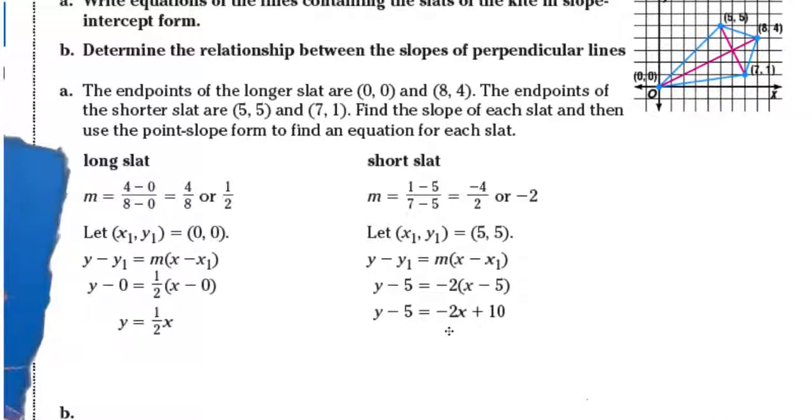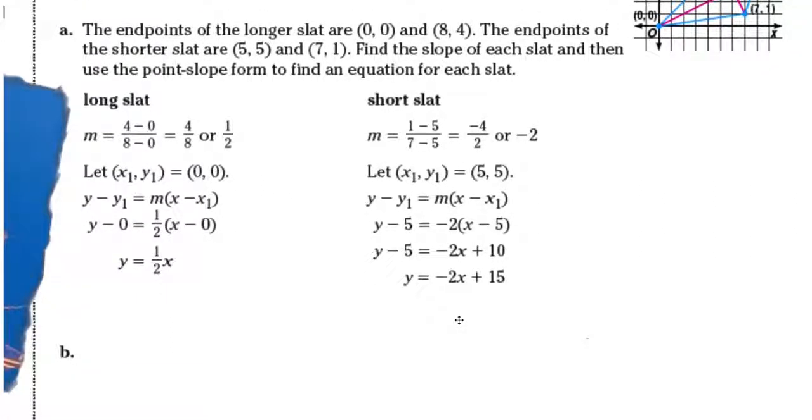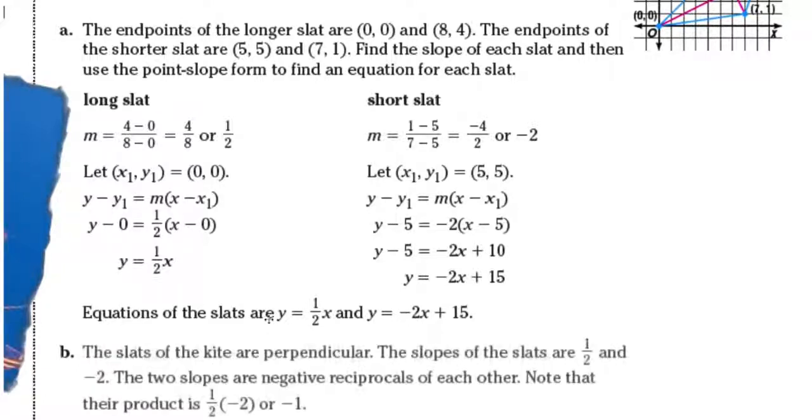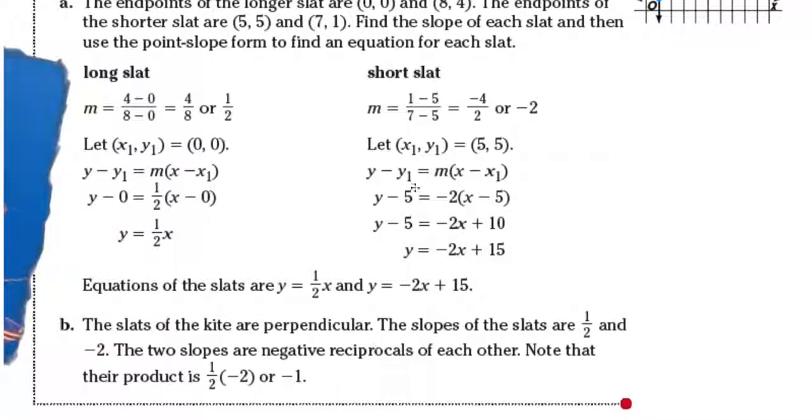Then we simply add 5 to both sides to get the slope-intercept form, and we end up with -2x plus 15. And our slope in this case will be -2. So the equations of the slats are y equals 1/2 x and y equals -2x plus 15. Okay, so what do you notice? The slats of the kite are perpendicular. The slopes of the slats are 1/2 and -2. The two slopes are negative reciprocals of each other. Note that their product, 1/2 times -2, is -1.